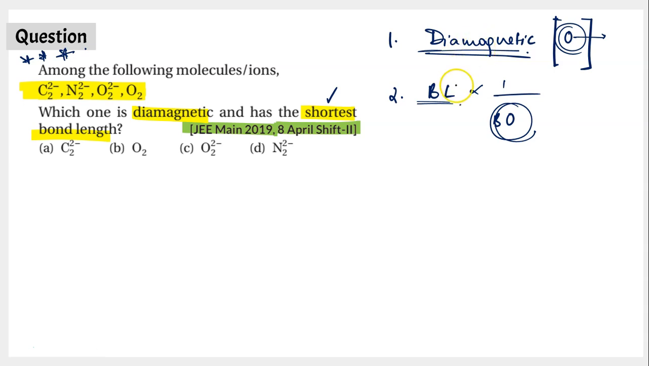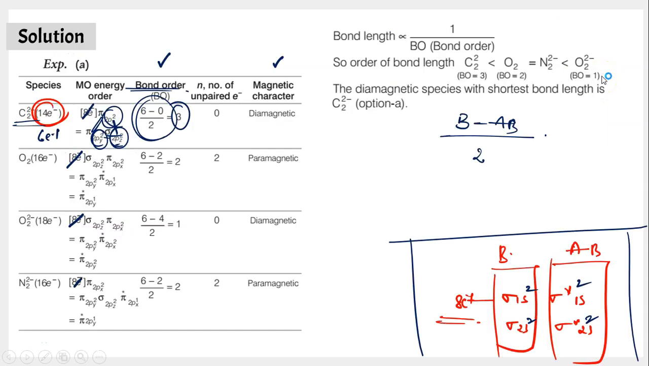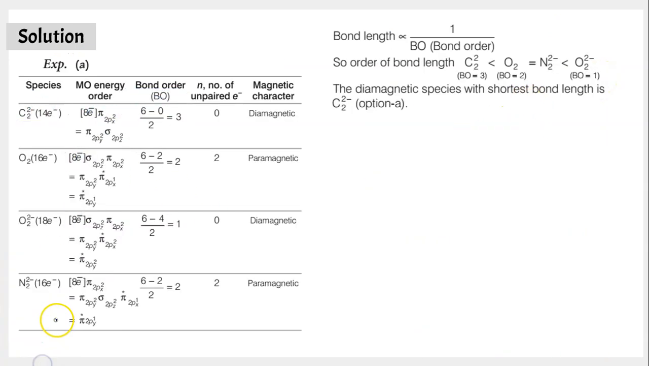We should see if the molecule has any unpaired electrons so that we can decide it to be para or dia. Diamagnetic species have 0 unpaired electrons. Paramagnetic species have at least 1 unpaired electron. And when I look at the electronic configurations over here, it is 2px2, electrons are paired. 2py2, electrons are paired. 2pz2, electrons are paired. And hence, the molecule C2 minus 2 has 0 unpaired electrons and hence it is diamagnetic.